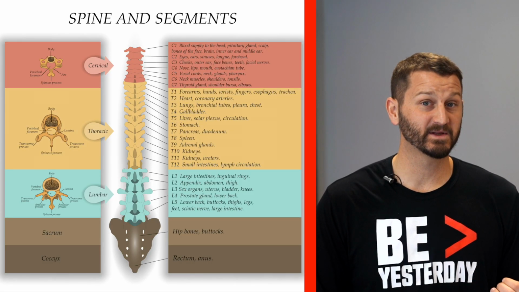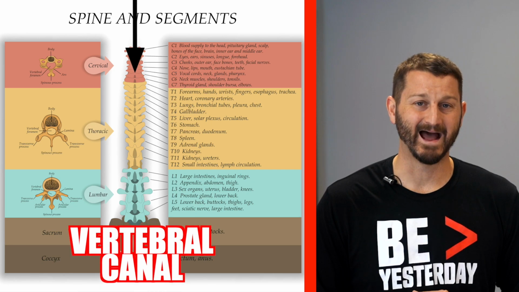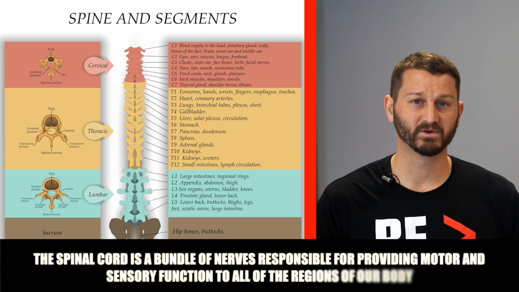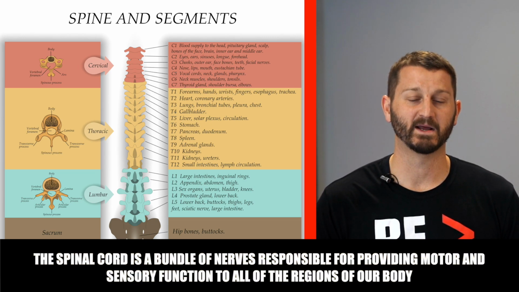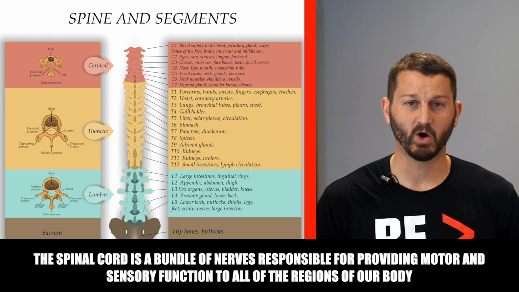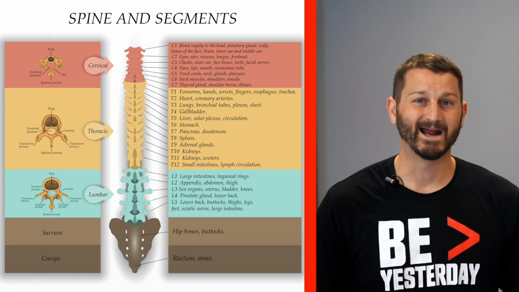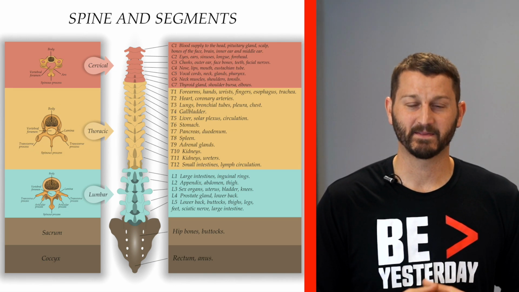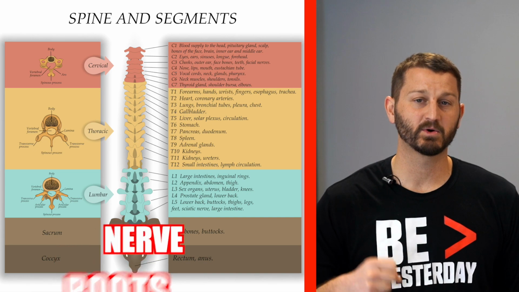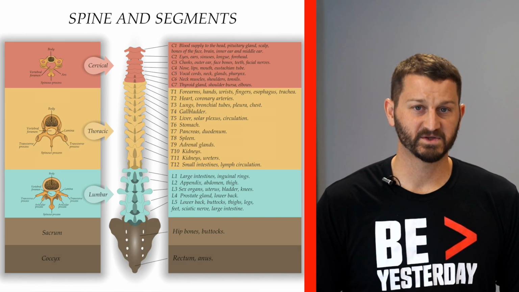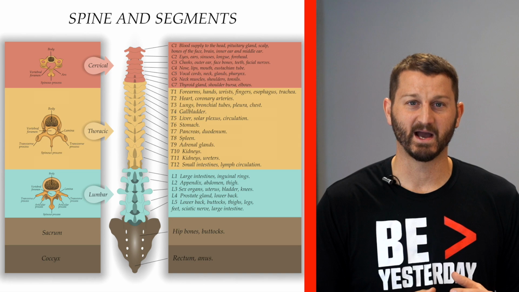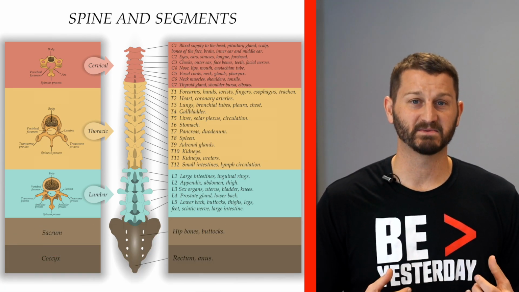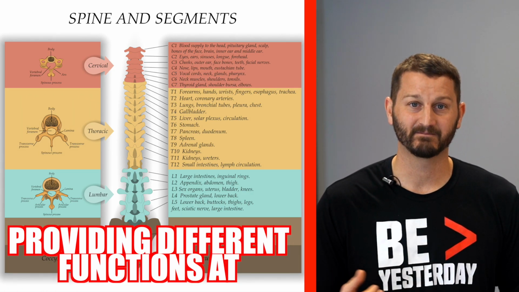Running up through the length of the spine is a space called the vertebral canal, or spinal column. This is where our spinal cord runs, and the spinal cord is a bundle of nerves responsible for providing motor and sensory function to all of the regions of our body. At every level of the spinal column, in between the vertebrae, a nerve exits the spinal cord on each side, and these are called nerve roots. These nerve roots travel to specific areas of the body on each side and have a region called a dermatome or a myotome that they are responsible for providing different functions at.